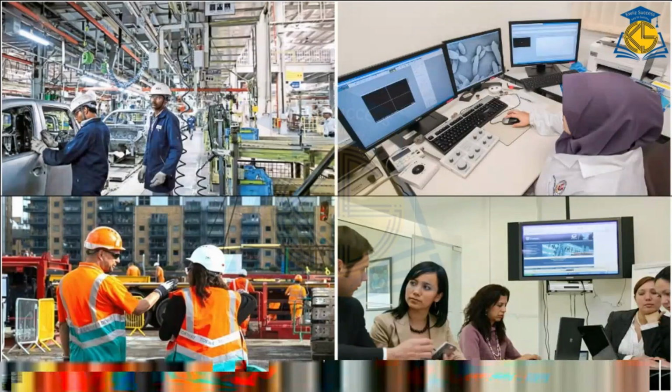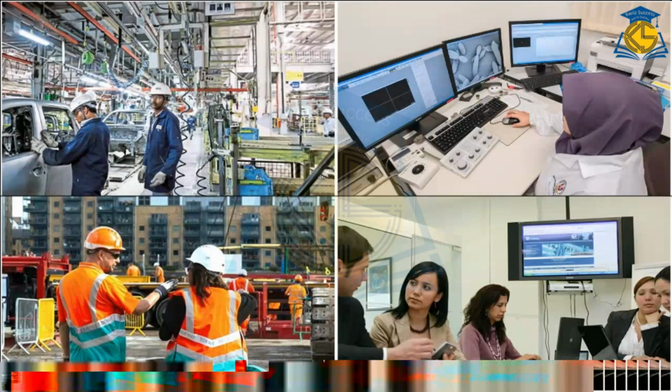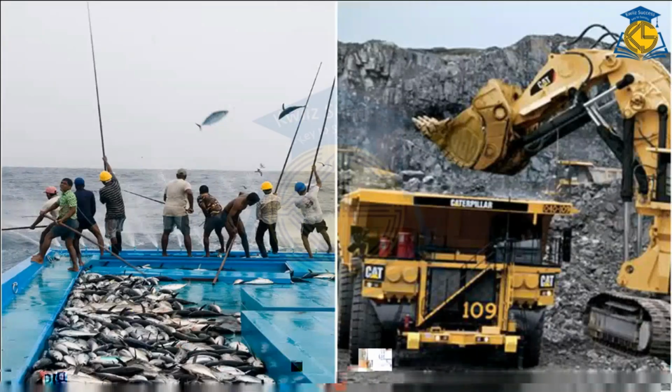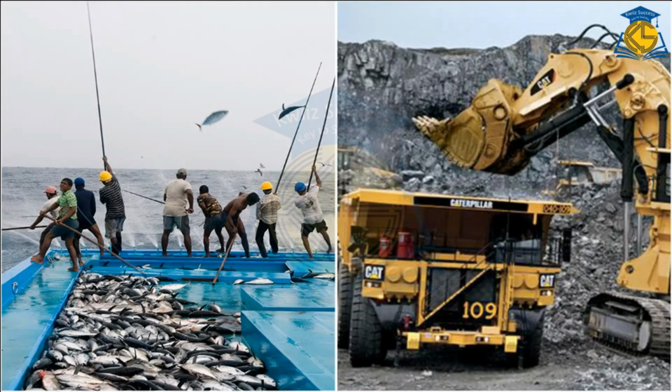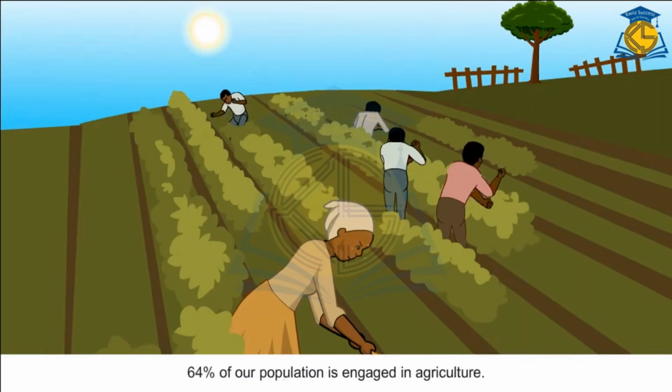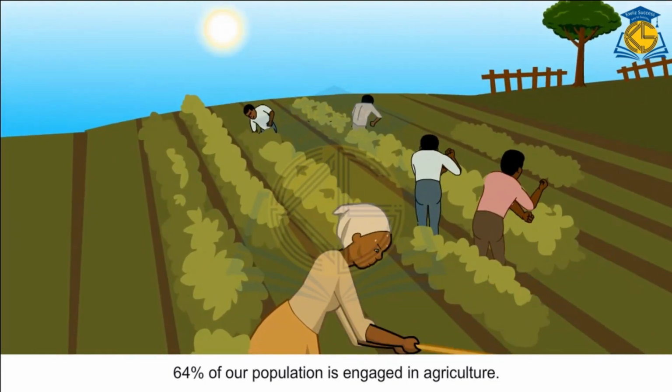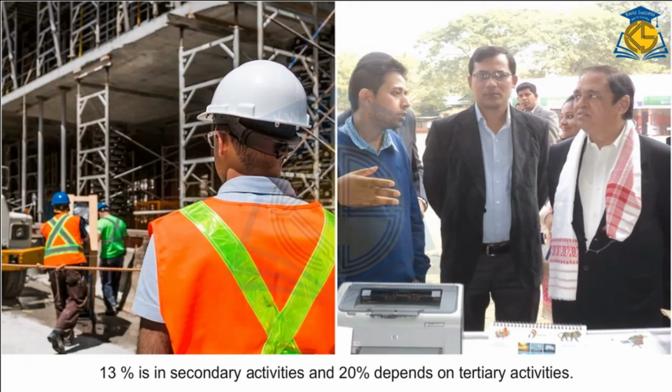Most people in developed nations are engaged in secondary and tertiary occupations, whereas in developing nations, they are engaged in primary occupation. 64% of our population is engaged in agriculture, 13% is in secondary activities, and 20% depends on tertiary activities.